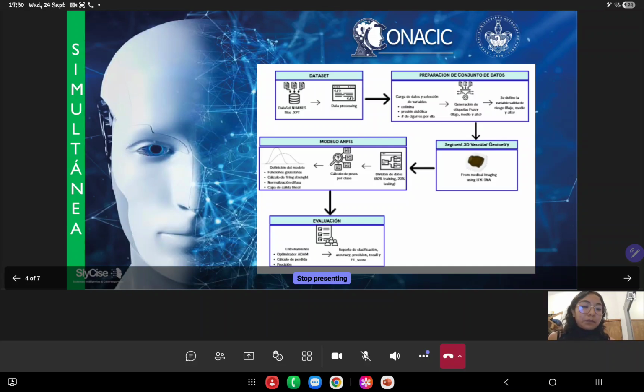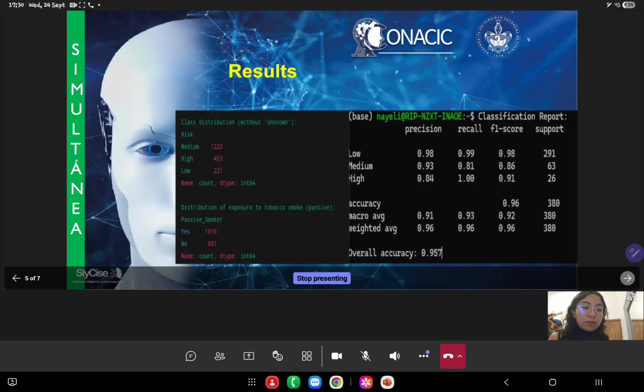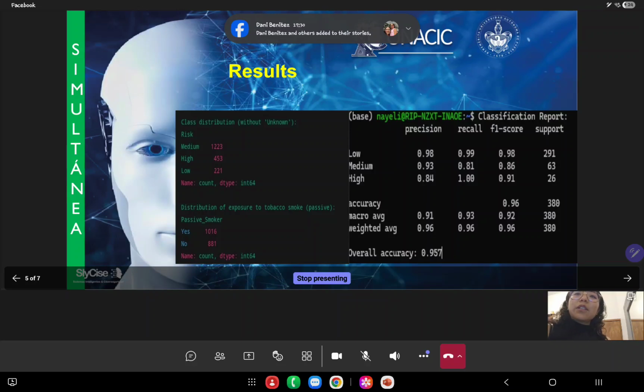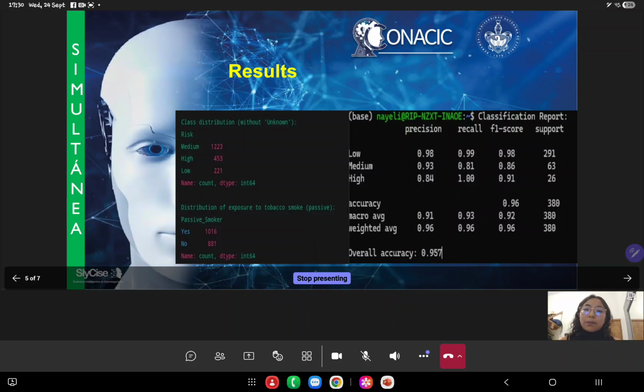Well, in the results, our simulation shows a clear difference between smokers and non-smokers. For the chronic smokers, blood viscosity was significantly higher, leading to slower flow inside the vessels. For the classification, we opted to use three risk levels: medium, high, and low. And this is the data that we obtained, and whether the patient is a smoker or not.